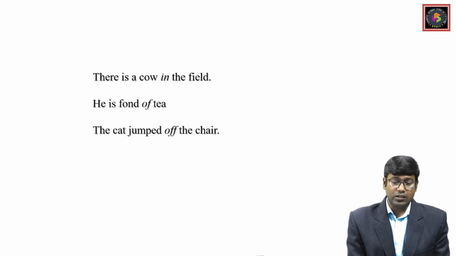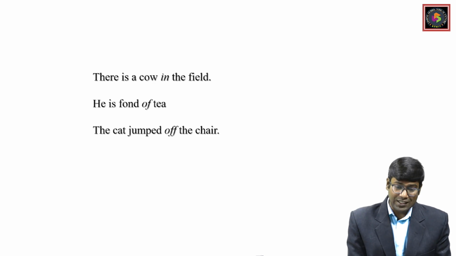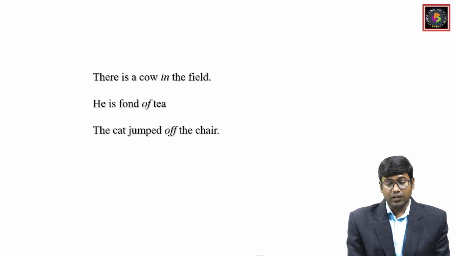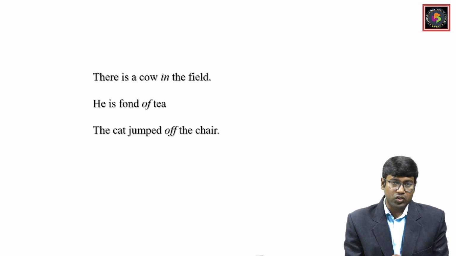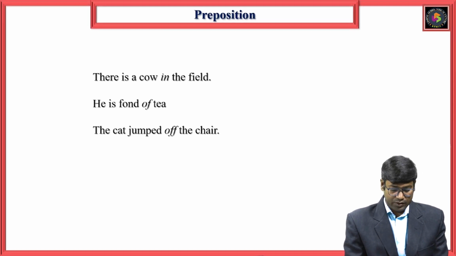Another is the word of. That word of signifies the attribute of the person's fondness, the word tea. Another one: the cat jumped off the chairs. Here you can see that off makes a relation between the action verb and the chairs. So we'll go to the next slide.